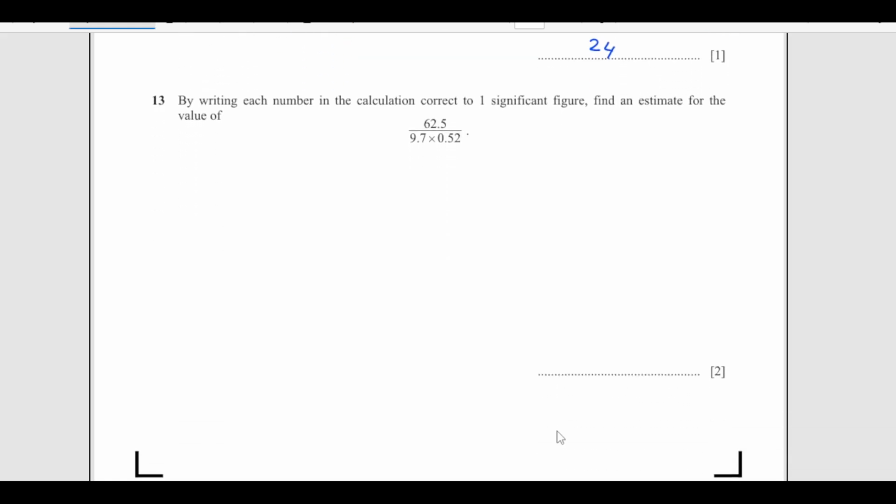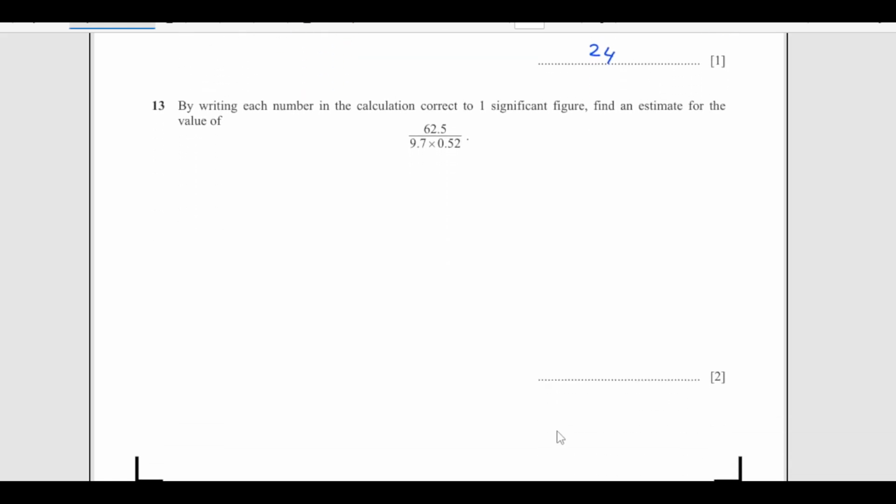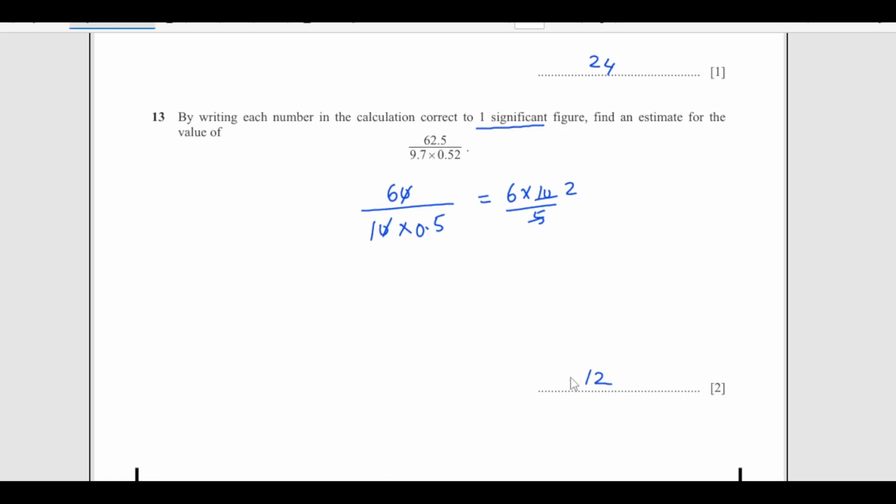Now number 13, by writing each number in the calculation to one significant figure, find an estimate for the value of this. So to one significant figure, this is going to become 60, and this will be 10 times 0.5. So we just calculate, this is 6 times, this will be 10 over 5, 5 times 2 is 10, 6 times 2 is 12, right?